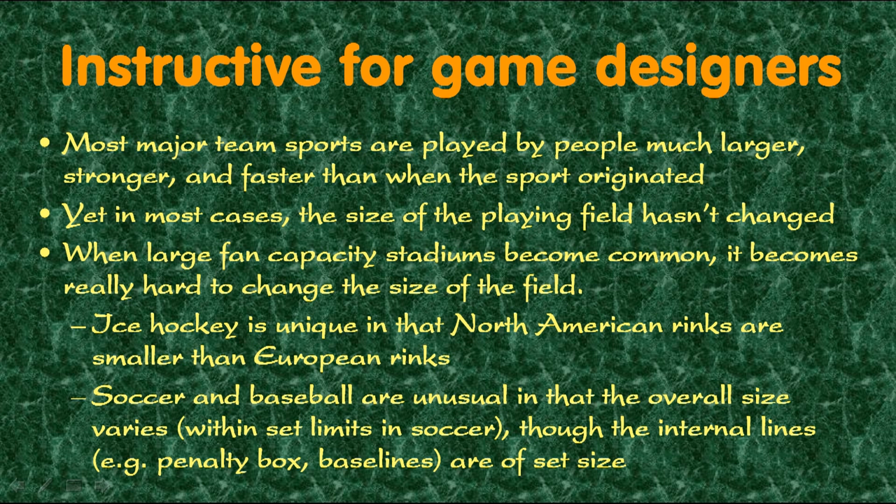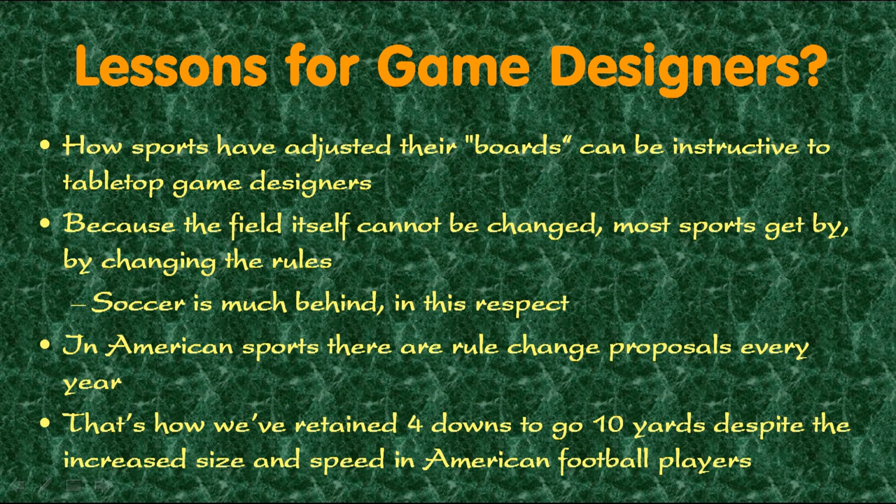Soccer and baseball are unusual because their overall size varies within set limits in the case of soccer, but the internal lines, for example the penalty box and the base lines in baseball, are of a set size. So, because the field itself can't be changed, most sports have got by changing the rules. Soccer tends to be much behind in this respect for various reasons.